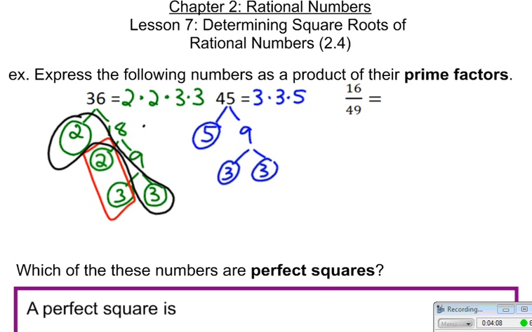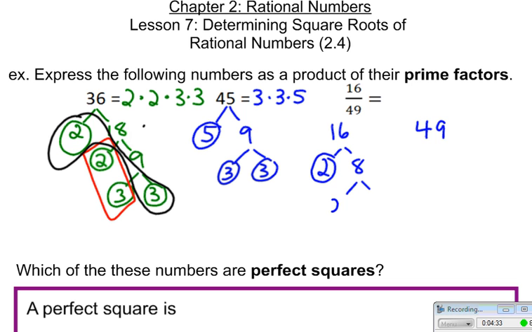When we look at our last example, 16 over 49, we're actually going to do factor trees for each of the numerator and the denominator. So we're going to do a factor tree for 16, and we're going to do a factor tree for 49. So 16 splits into 2 times 8.